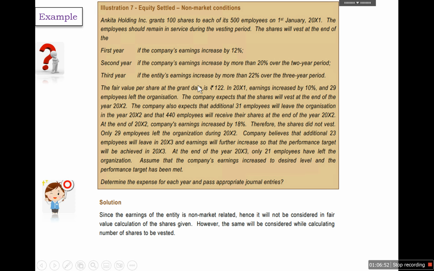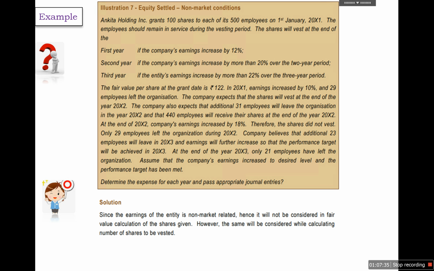In X1, earning increased by 10%. Target was 12% and 29 employees left the organization. Company expects that the shares will vest at the end of X2, the second year. Company also expects that additional 31 will leave the organization and 440 will receive their shares. At the end of X2, company's earning increased by 18%, it still missed the target. Company believes that additional 23 employees will leave in X3 and the earning will further increase so that the performance target in X3 is achieved. At the end of X3, only 21 employees have left the organization. Assume that the company's earning increased to desired level and performance targets have been met.